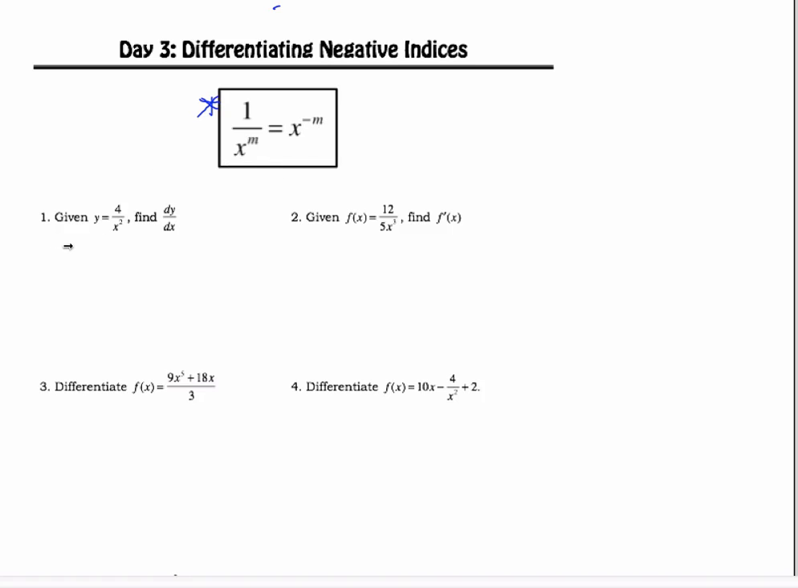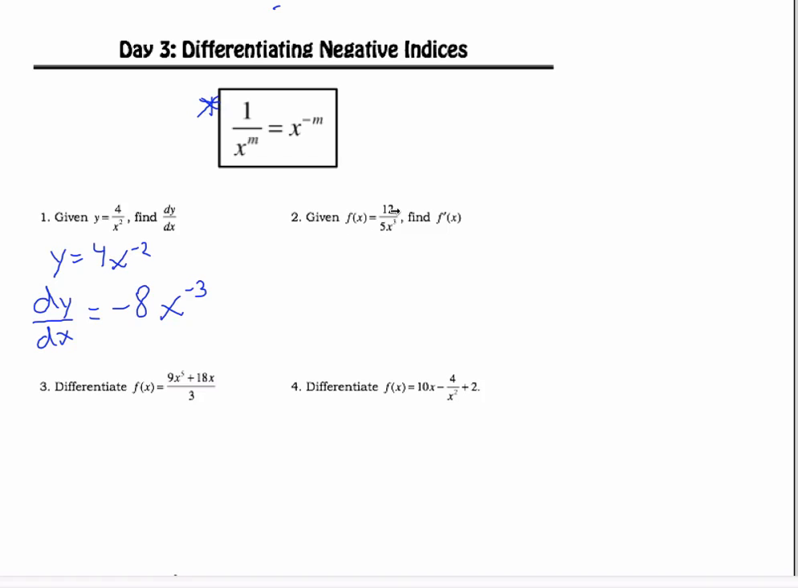Okay, so in the first example, we can rewrite this equation as 4 times, this is like 1 over x to the power of 2, so that's the same as x to the power of negative 2. And now we can differentiate it using the rules that we already know. So dy by dx equals, we do negative 2 times 4 is negative 8, and then we reduce the exponent by 1, and we get negative 3.